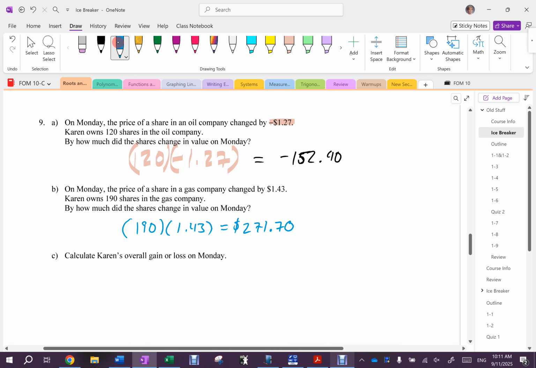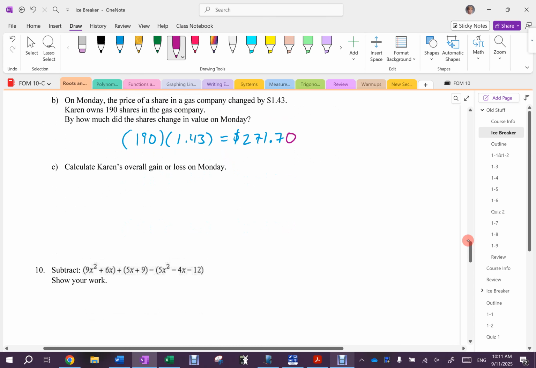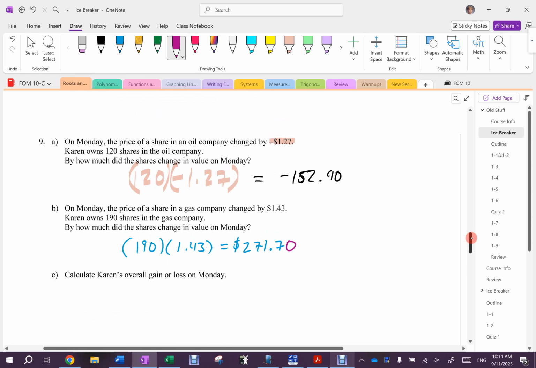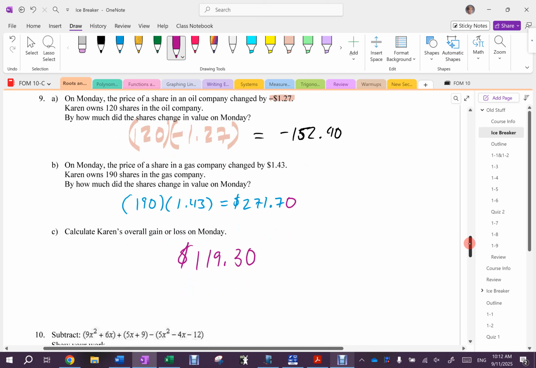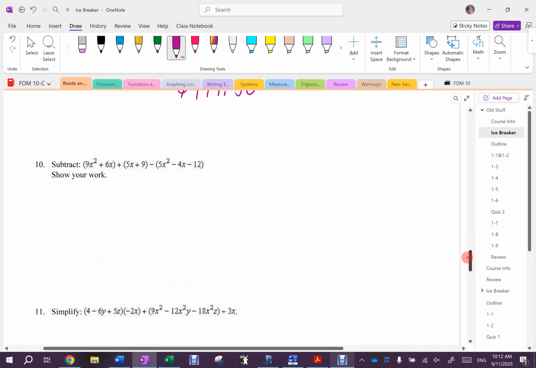Now, I know that Mrs. Bad Crumble would circle that and say, wrong, if you didn't put the 0 there, wouldn't she? But I'm not Mrs. Bad Crumble. What is her overall gain or loss? Well, you're going to add the two, and you're going to find out how much she made. And what is it? 119.30. Positive, because she made money Monday. Even though one of her investments went in the tank, the other one did very, very well.